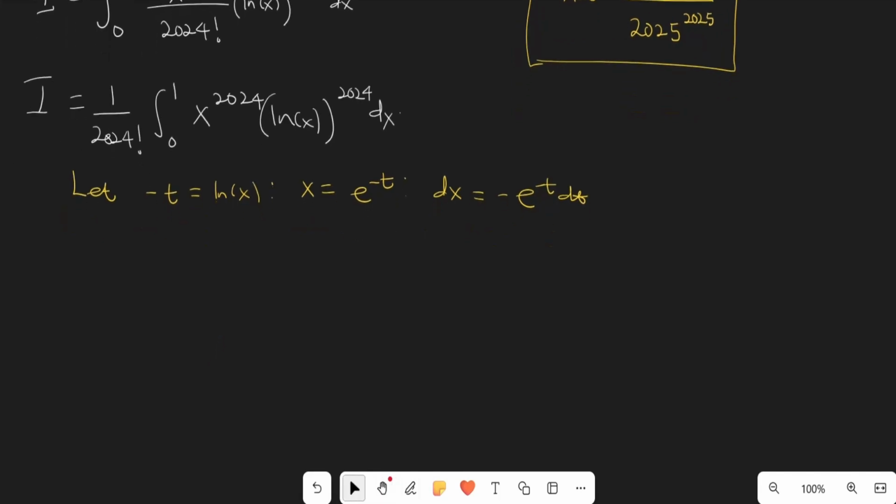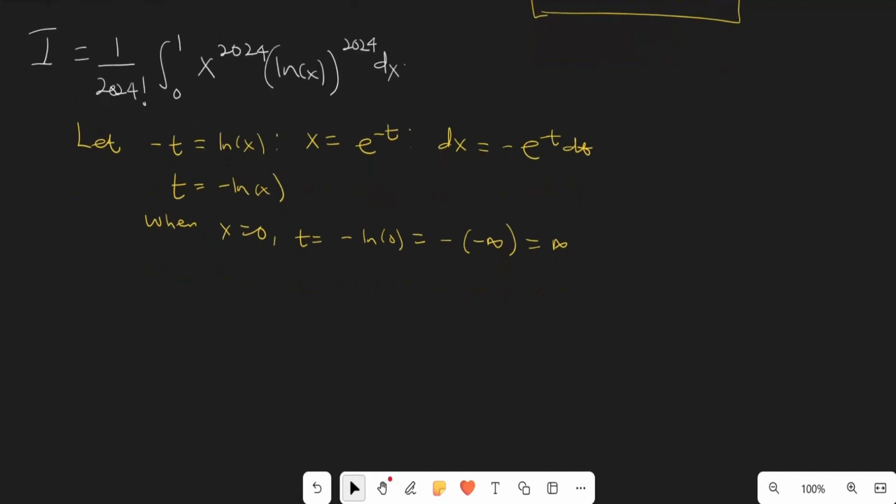Now, what about the change in limits? If negative t is equal to the ln of x, that implies that t is the negative ln of x. Now, let's find the change in limits. When x is equal to 0, which is the lower limit, t is negative ln of 0. ln of 0 is negative infinity, which leads to positive infinity. That is why we are letting negative t be equal to the ln of x. And when x is equal to 1, the upper limit, t is the negative ln of 1, and that is 0. ln of 1 is 0.